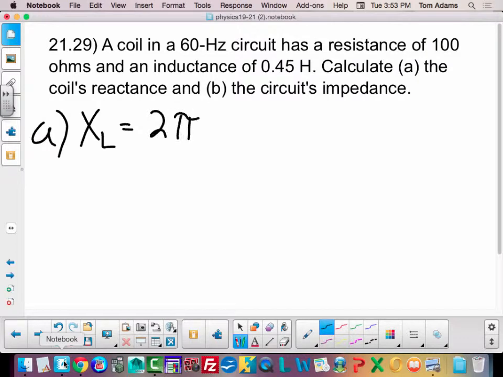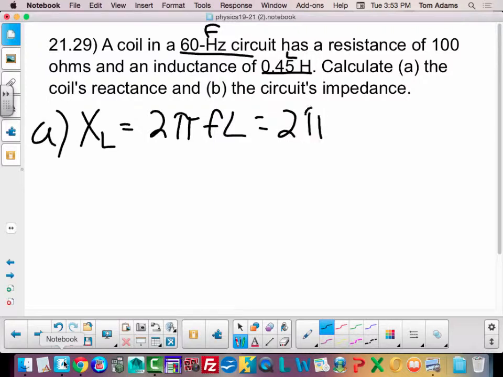So one relationship is 2 times pi. What else did they give us? They gave us a frequency, right? That's a frequency. And then they gave us the inductance right here. So yeah, okay, good. I can calculate it with that. So I just got to take those numbers and plug them in.